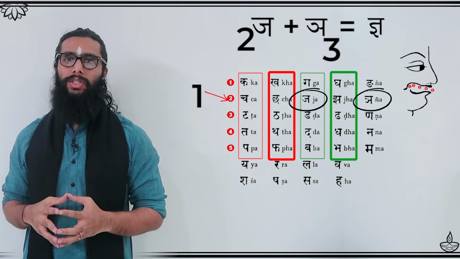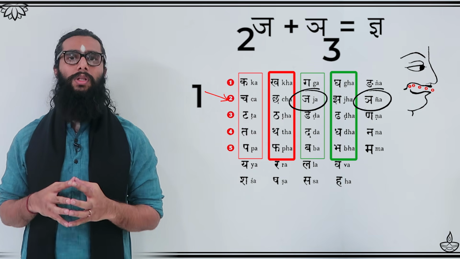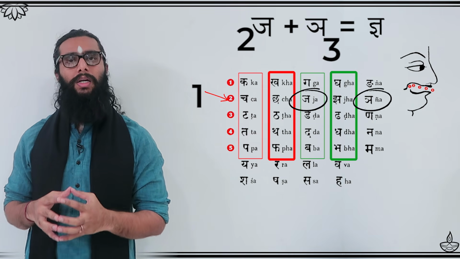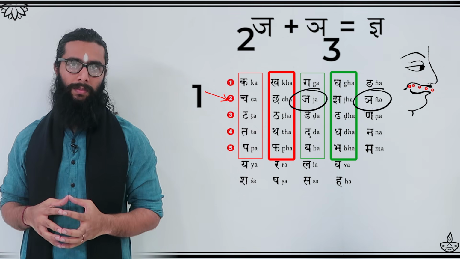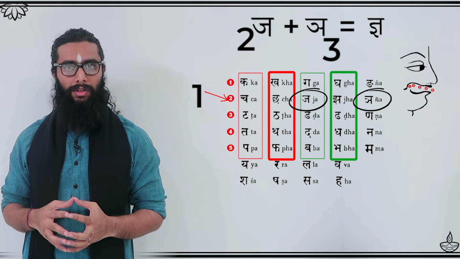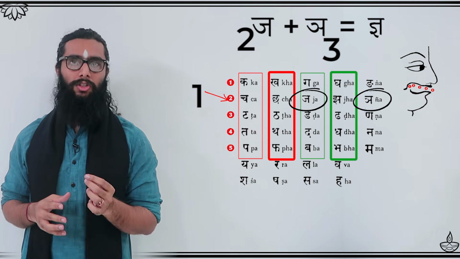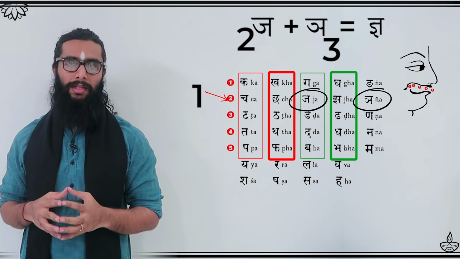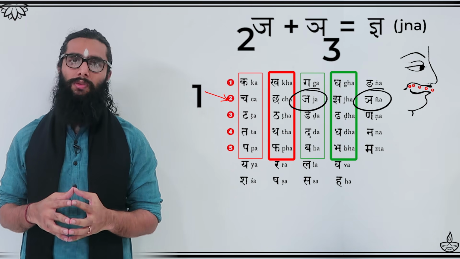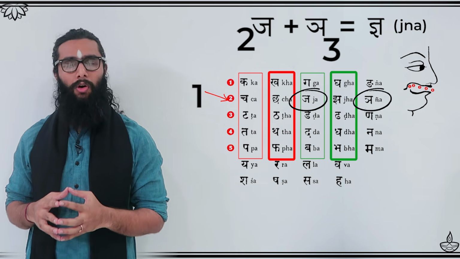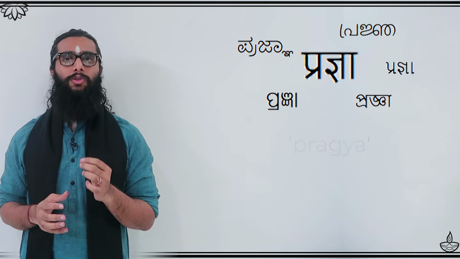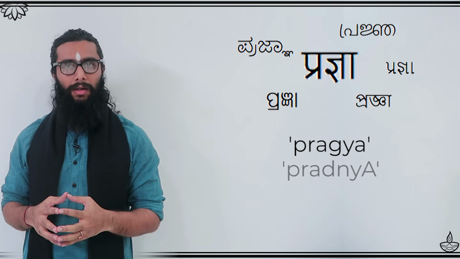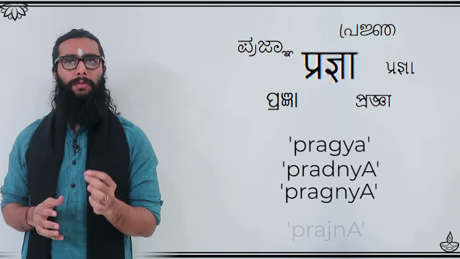All these other variations of pronouncing this letter are due to the influence of the vocabulary pertaining to specific regional languages. The closest English transliteration for this sound is with the letter J. This is why I prefer writing the consonant in Sanskrit as JNA, not GYA or GNYA or DNYA. So the correct pronunciation of this word in Sanskrit is not pragya or pradnya or pragnya, it is prajnya.